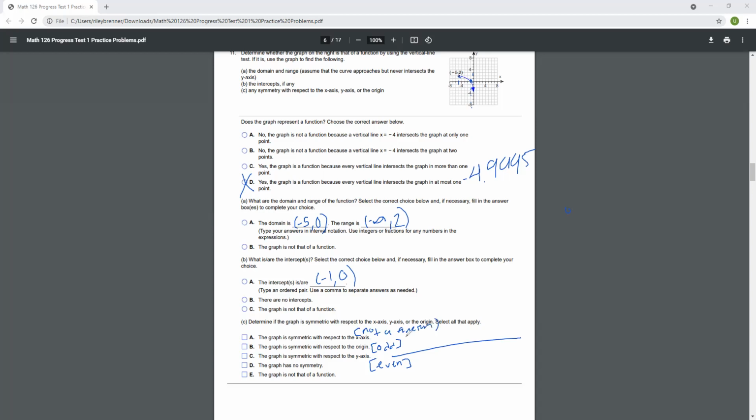So just keep that in mind. If you do identify that it's a function, it should not have symmetry over the x-axis. If you do identify that it's a function, there's a possibility that it will. So we've identified that this is a function. So the x-axis stuff doesn't make sense for us, and then it doesn't appear to be odd or even. So that would indicate D, this has no symmetry.